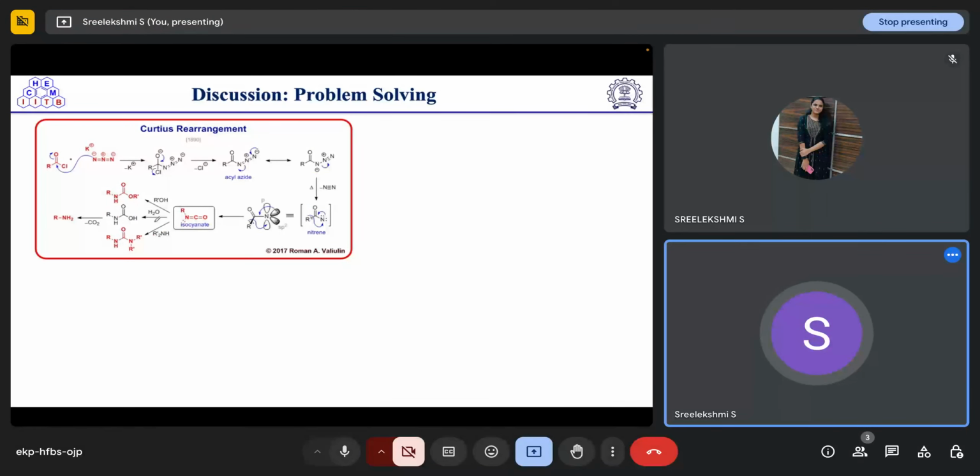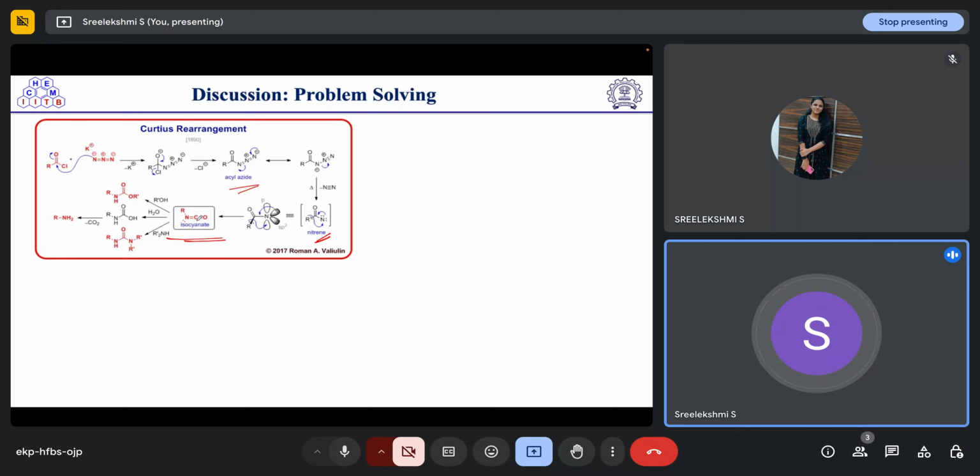So I hope this is clear. First this azide will attack over this carbonyl carbon center. Cl minus will be leaving to get this acyl azide. Then N2 elimination will give the nitrene. Once the nitrene is formed, this alkyl migration is happening to get this isocyanate. Isocyanate is R N double bond C double bond O.